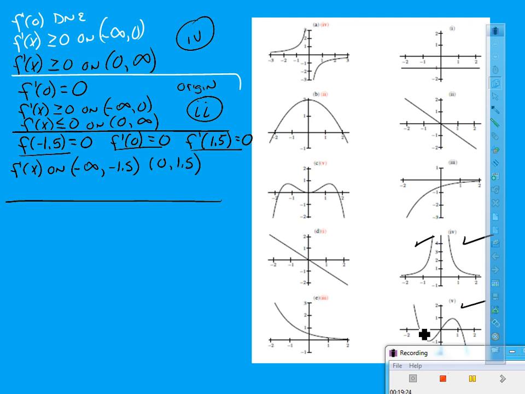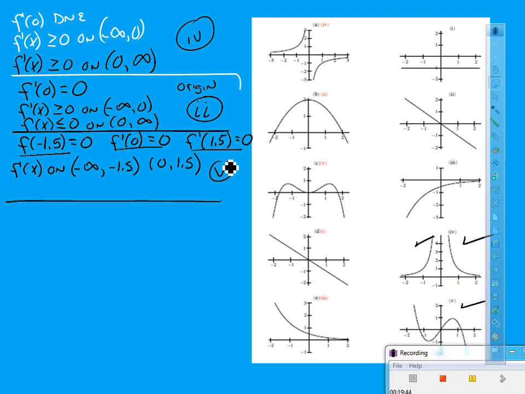So let me come down and just double check this. Am I above the x-axis from negative infinity to negative 1.5? And I am. And I'm above the x-axis again from 0 to 1.5. So that matches up with graph number 5. So hopefully you kind of get where I'm going with this.